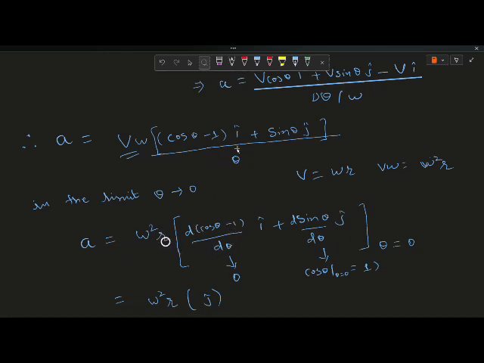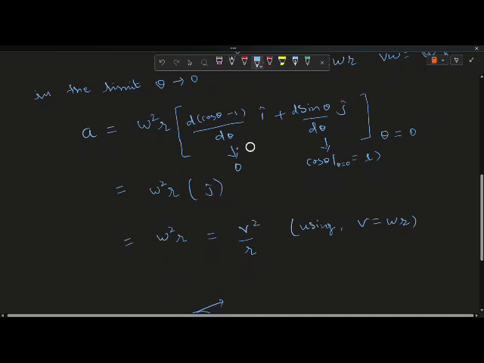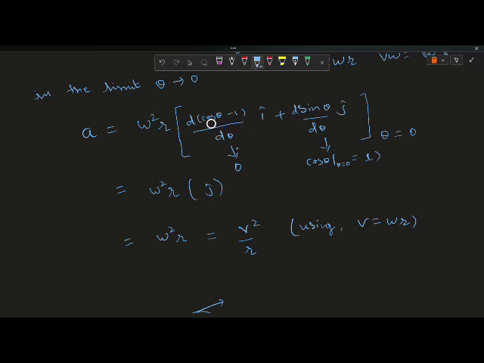So we have acceleration A is equal to omega square R into d of (cos theta minus 1) upon d theta i cap plus d sin theta upon d theta j cap, and theta tends to 0. Now you can apply either L'Hopital's rule or your usual derivation. As theta tends to 0, cos theta tends to 1, so cos theta minus 1 tends to 0, and d theta also tends to 0, so this is 0 upon 0 form. Similarly, sin theta tends to 0, so this is also 0 upon 0 form. So we can use L'Hopital's rule, or your usual trigonometric limits, to evaluate that this differentiation tends to 0. Similarly, this tends to 1.